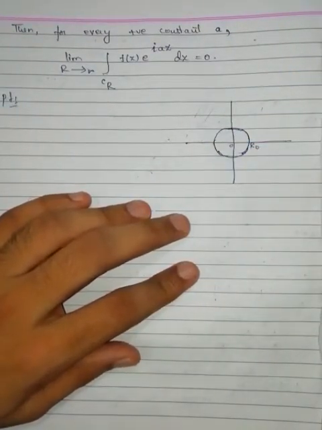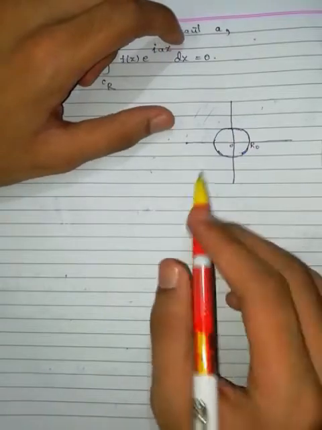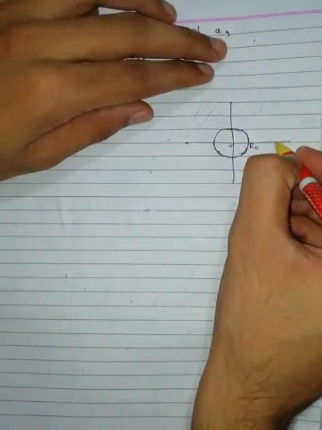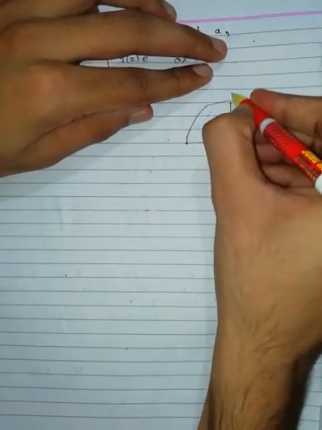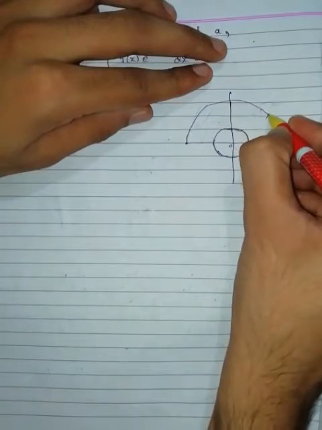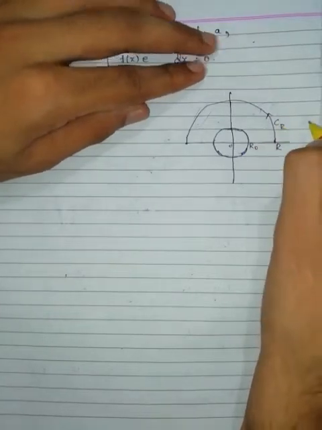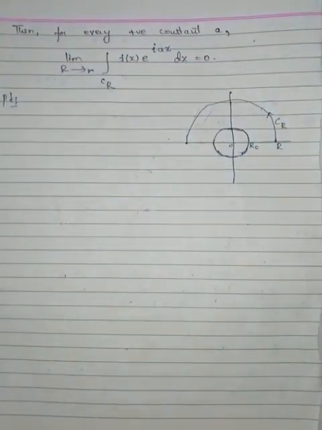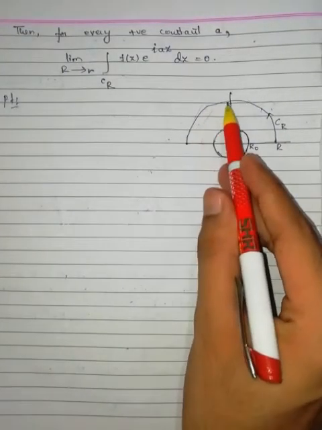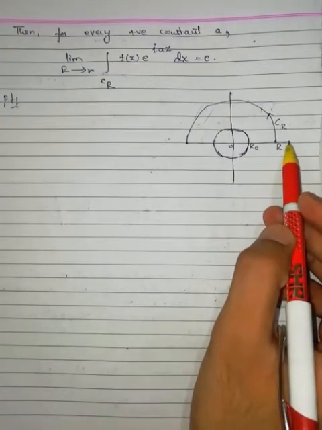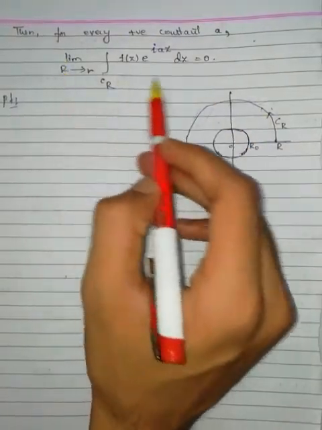Now the second point: C capital R denotes a semicircle from 0 to pi whose radius is greater than this one. This is a semicircle of radius capital R, where capital R is greater than r naught. This is C capital R. Now for all those points on this C capital R, modulus of f of z is less than or equal to capital MR, where capital MR tends to 0 as R tends to infinity. Then we have to prove this one.